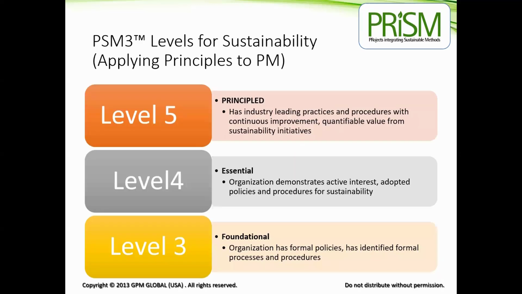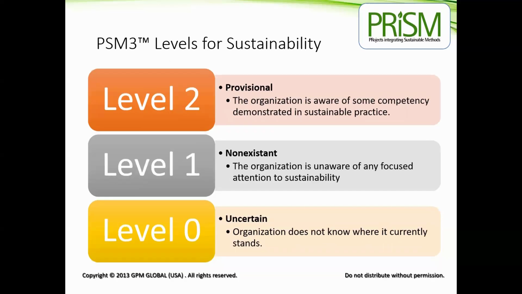So more so, if you have a sustainability management plan and also a sustainability framework, you can rate your organization on 5 levels. Level 5 will be those having the most continuous improvement or highest impact in terms of quantifiable sustainability initiatives. If you are lower than that, you will be in level 4, which is the category of essential. If you are lower than that, you are in level 3, which is foundational. Lower than that, you will be in level 2, which is provisional. And if you are lower than that, you are in level 1, and lower than that, level 0, which is non-existent.